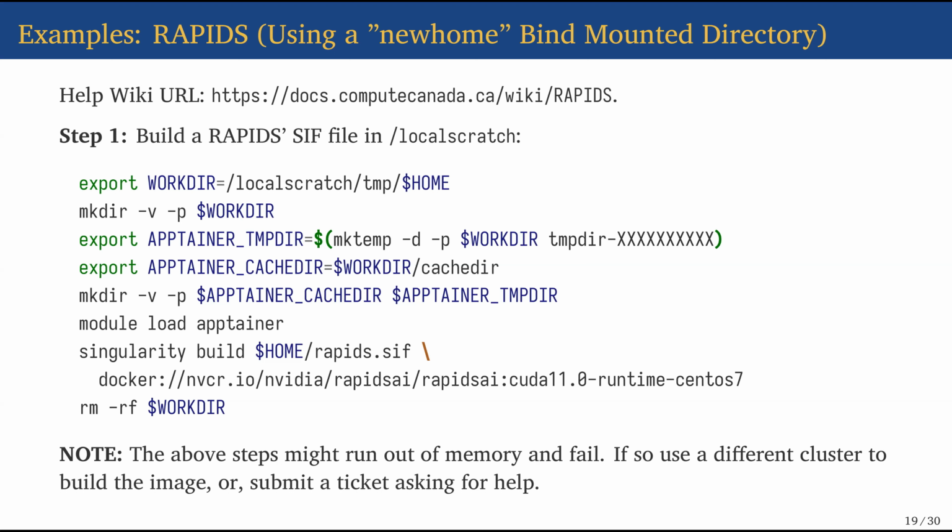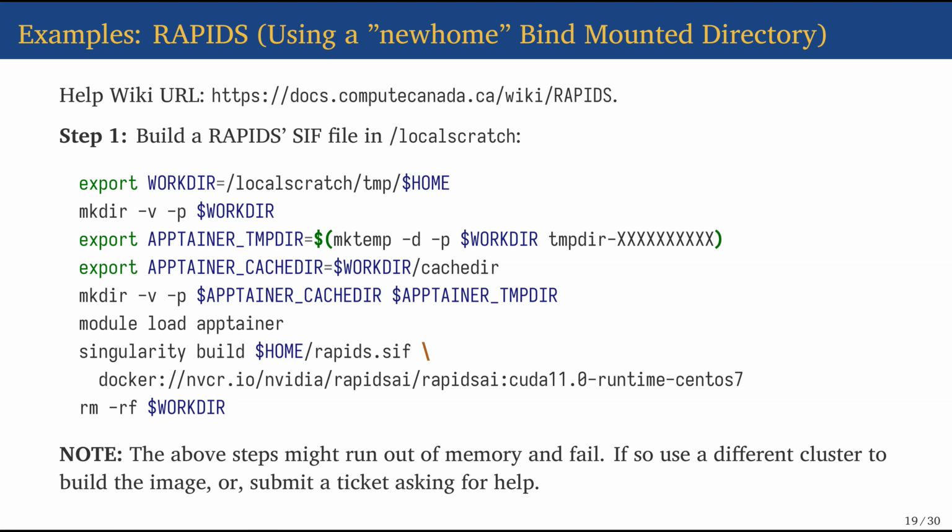Then you do a module load Apptainer. And I missed changing this Singularity. It should be Apptainer, but it'll still work. Apptainer build. You can give the name of the SIF file you want. I put $home here to put the SIF file in my home directory. And then you put the URL you need. And if that works, party, yay.